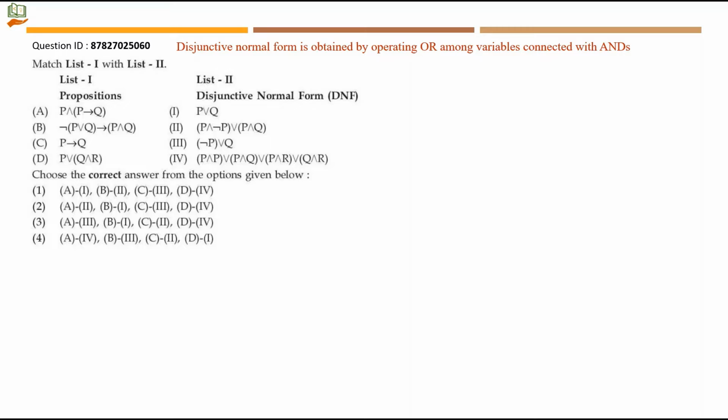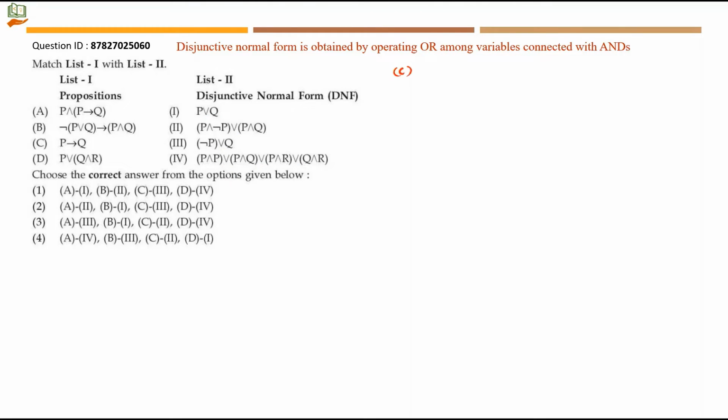If we take all the options here, you can find OR connecting the ANDs. Here it is OR, here it is OR, here it is OR, here it is OR. The fourth and the second option will give you the exact meaning. Inside the brackets you have AND operation and they are outwardly connected by OR operation in option number 2. And if you take the fourth option, there are 1, 2, 3, 4 AND operations connected by 3 ORs. Operating OR among variables connected with ANDs. So now let's get into the solving part.